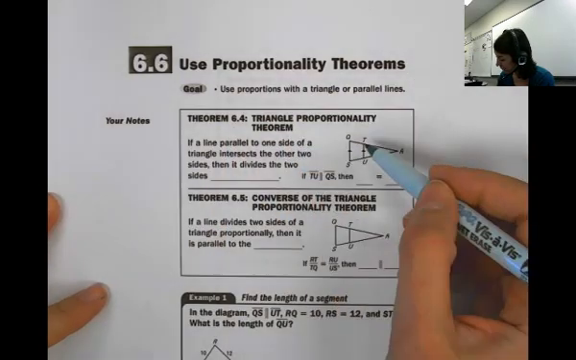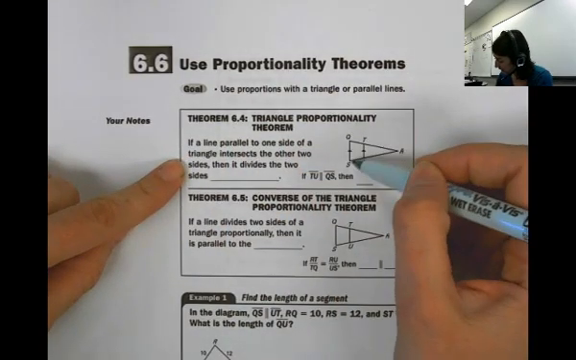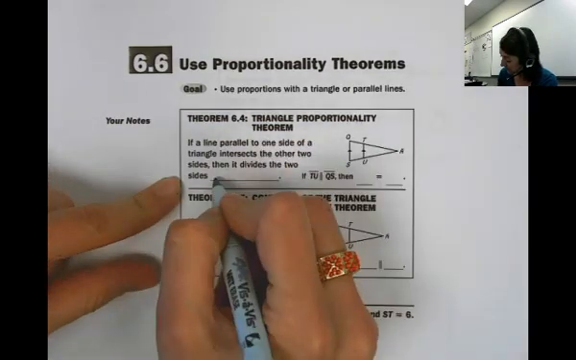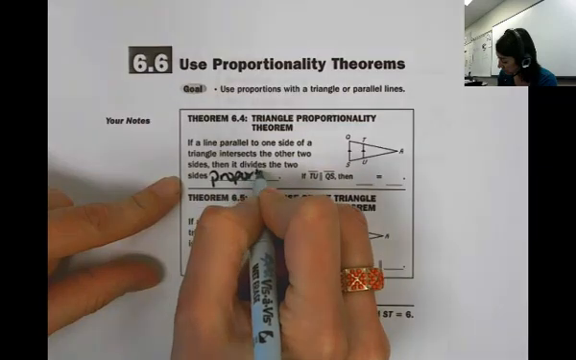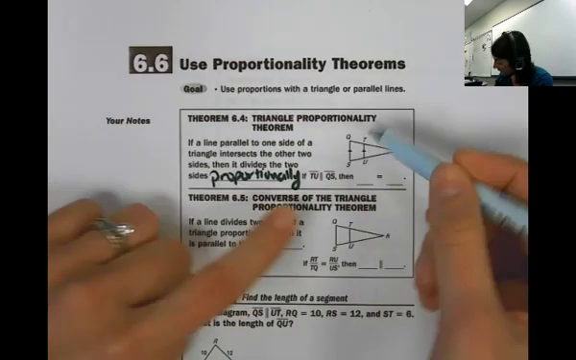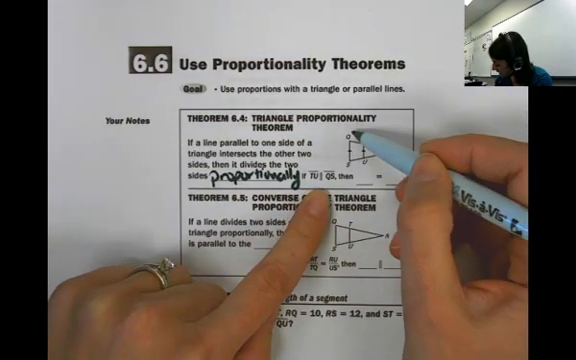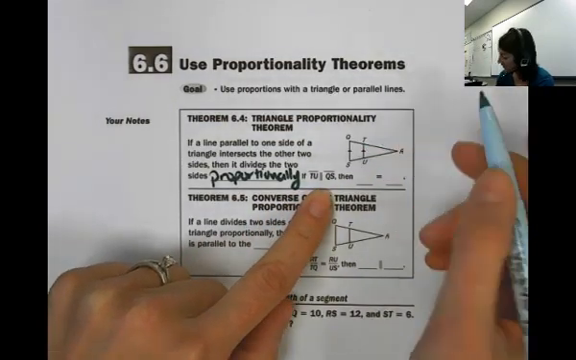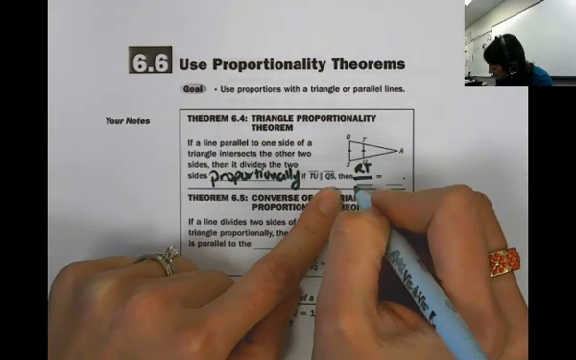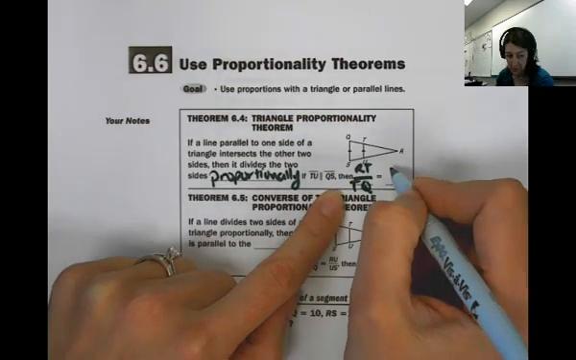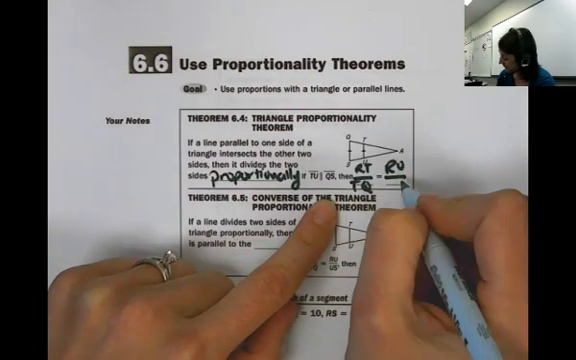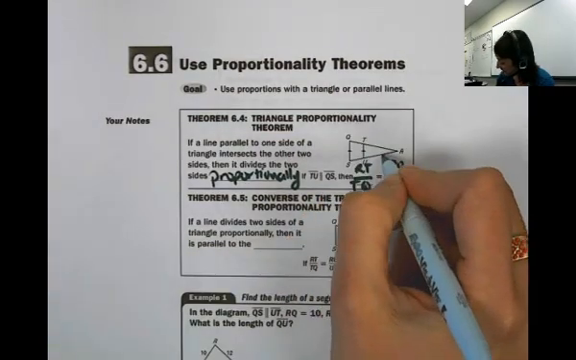If a line parallel to one side of a triangle intersects the other two sides, then it divides the two sides proportionately. So if segment TU is parallel to segment QS, then segment RT is to segment TQ as segment RU is to segment US. This is to this as this is to this.